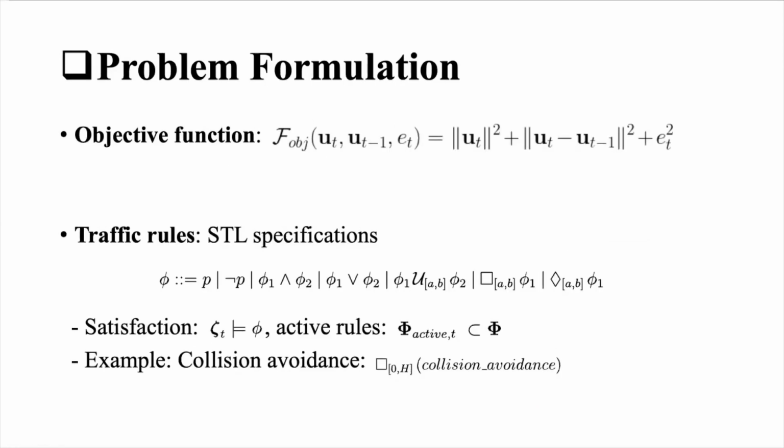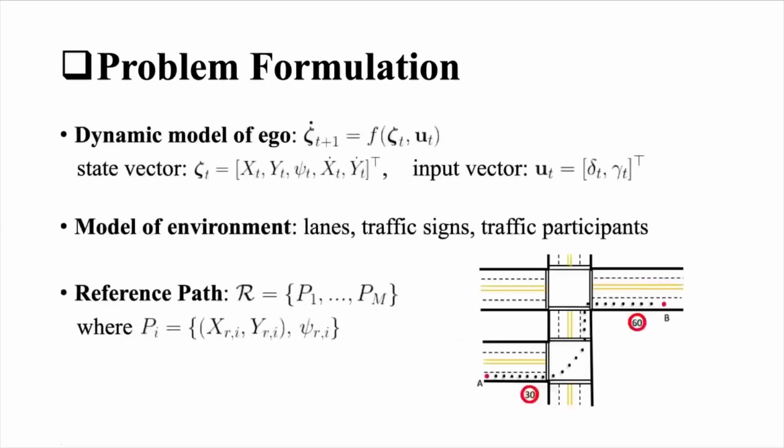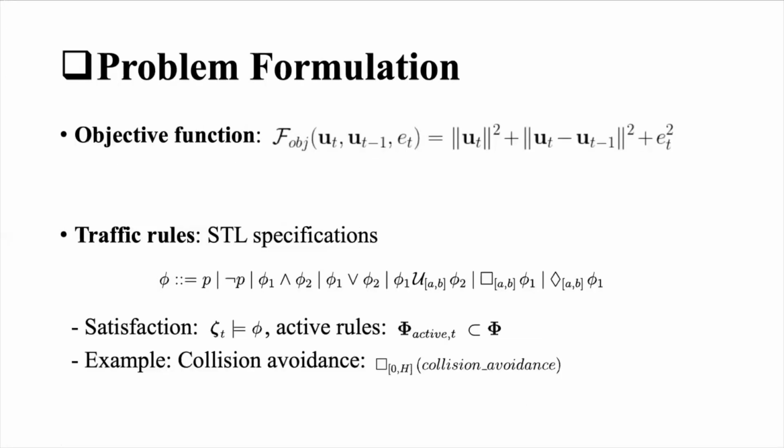We also consider an objective function for ego, which aims to minimize the energy of the vehicle, provide comfort for the driver by minimizing the changes in the inputs, and minimize the error with respect to the reference path. To formulate the traffic rules mathematically, we use signal temporal logic specifications, where you can see the syntax here. And we consider the STL specifications in the state space of the vehicle. So to verify the satisfaction of each traffic rule, we need to check the state vector of the vehicle. And we denote the set of active rules at each time step by phi active, which is a subset of the set of whole traffic rules.